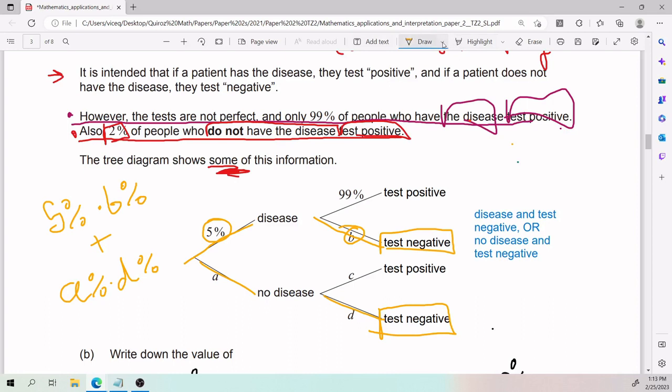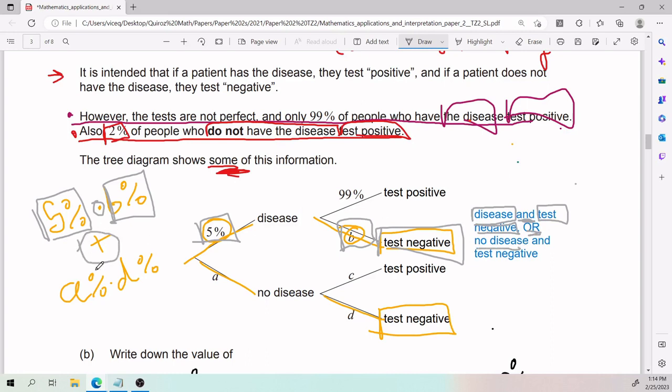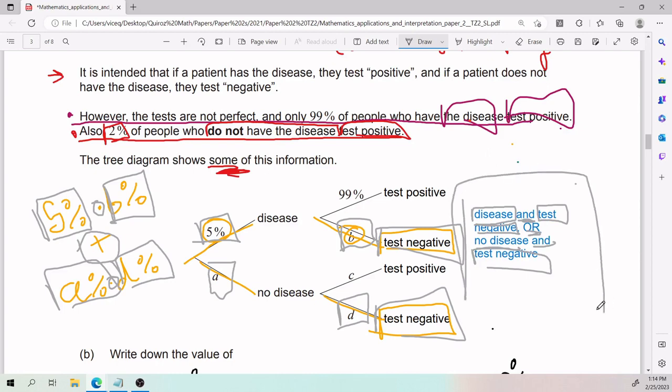Just to make it more visual, disease, and there's a multiply, test negative, the B right there. Or we put the add. No disease is A, and there's the multiply, test negative, the D. So that is why we're adding, and that's why we're multiplying these scenarios. You have to think in terms of ands and ors. So scenarios where you test negative are those.